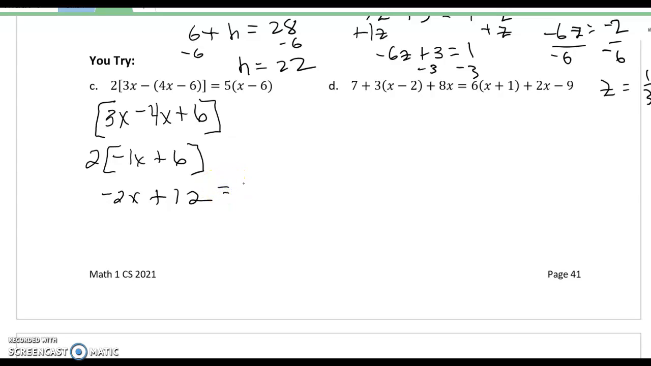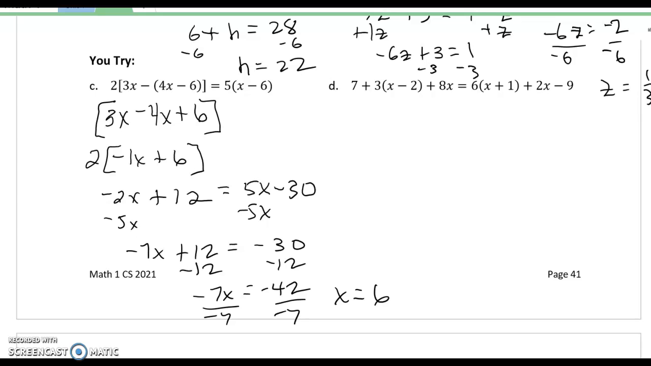On the right side, I'm just going to distribute that 1 times the 5. Now the right side's totally simplified. Now I go ahead and solve for x. By undoing operations, you should get x is equal to 6.